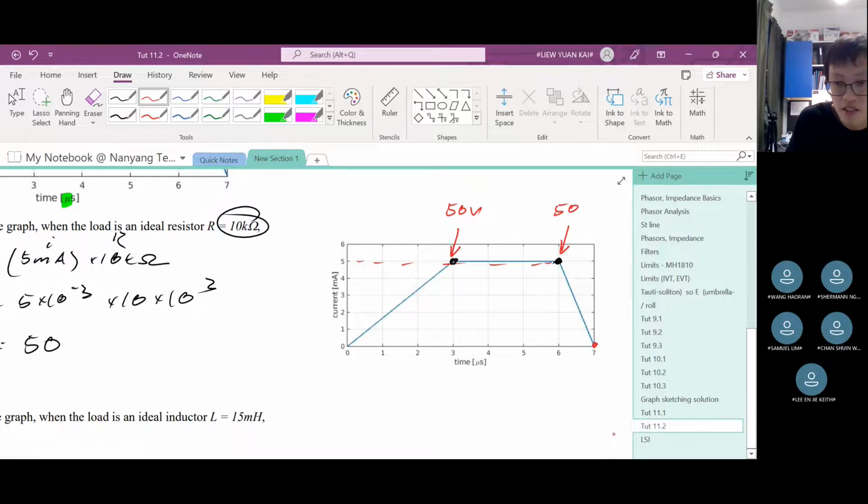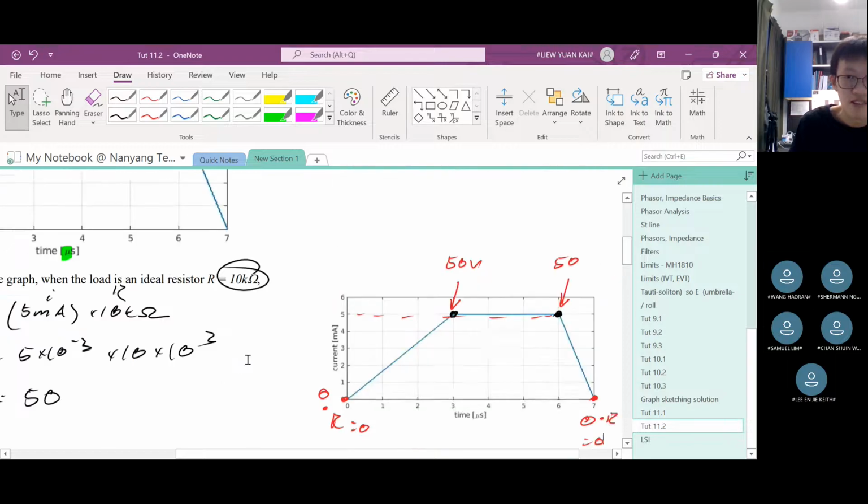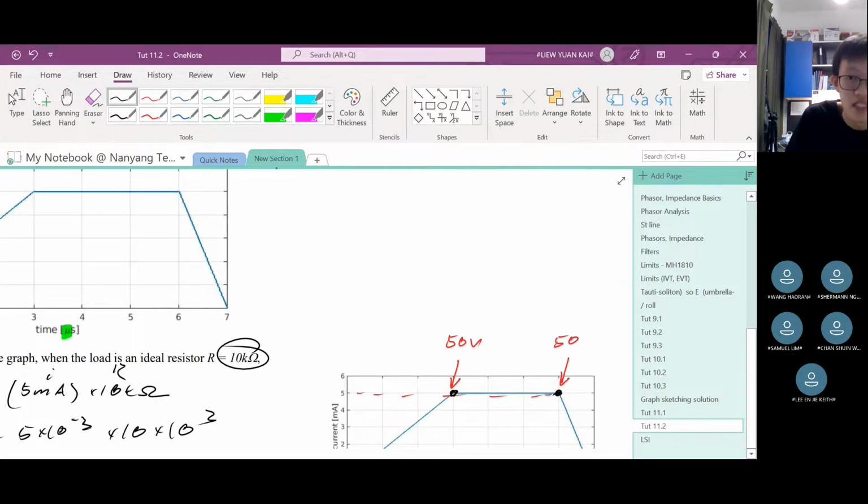And then it will drop down to 0 here. Here the current is 0, here the current is 0. 0 times R is just 0. Here also 0 times R is just 0. So let me plot out the graph. For the resistor, it will look like this.